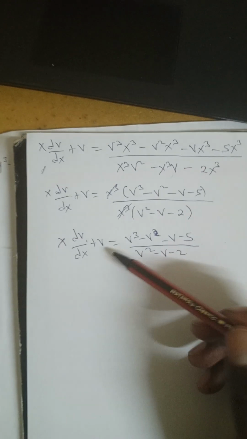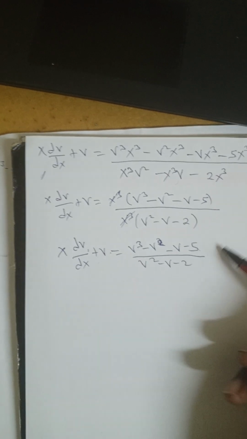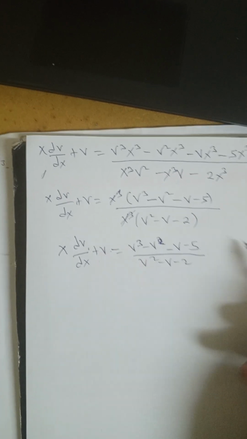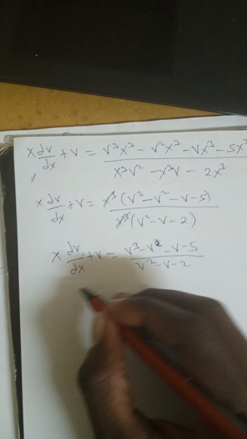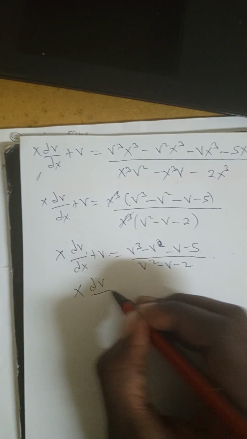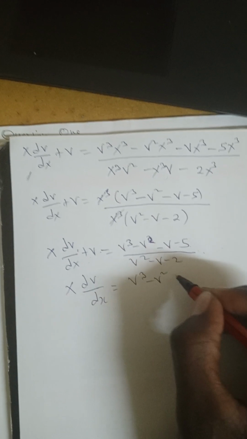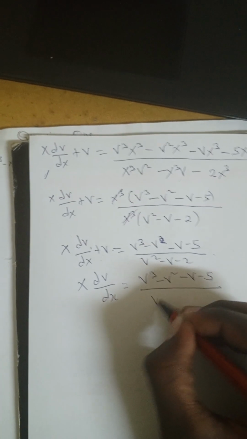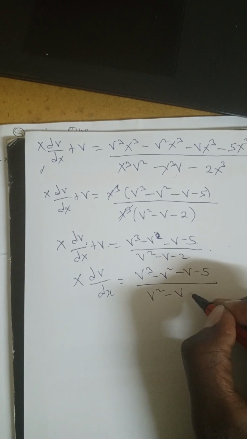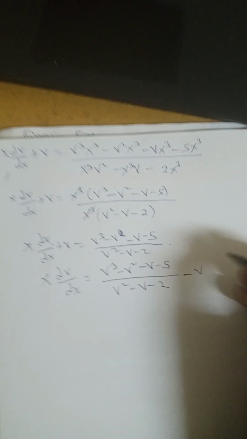It is now separable. So the first thing we are going to do is subtract v from both sides, so that this v goes to the other side. We just remain with x dv over dx. So this is going to be x dv over dx equal to v cubed minus v squared minus v minus 5 over v squared minus v minus 2, then minus v.